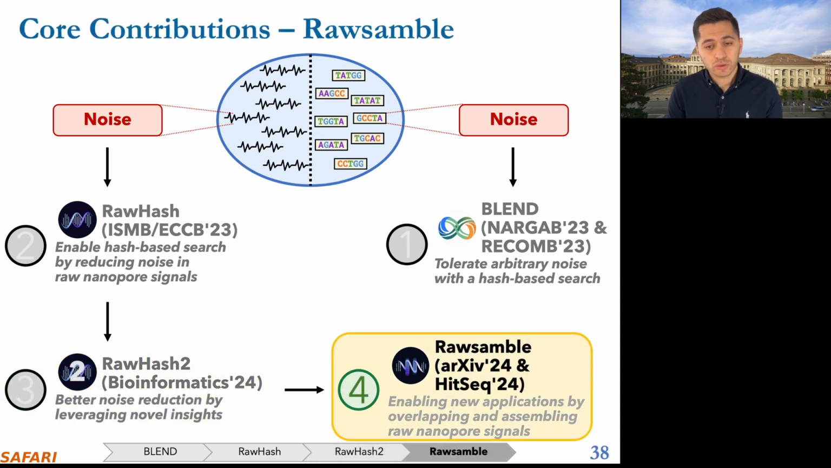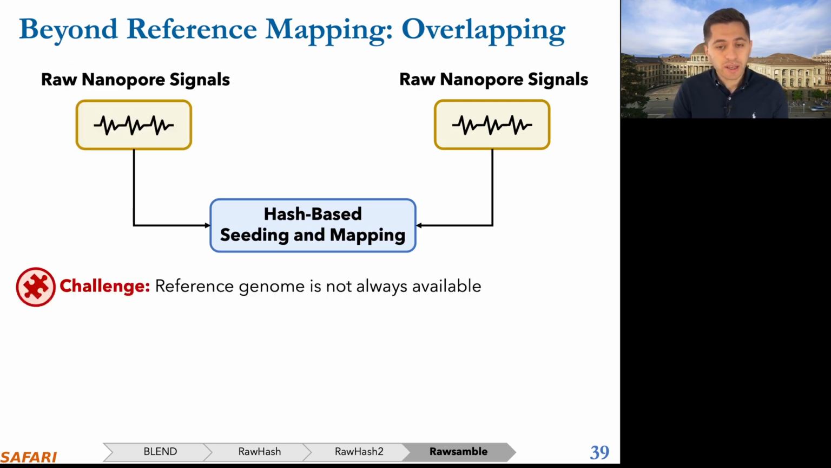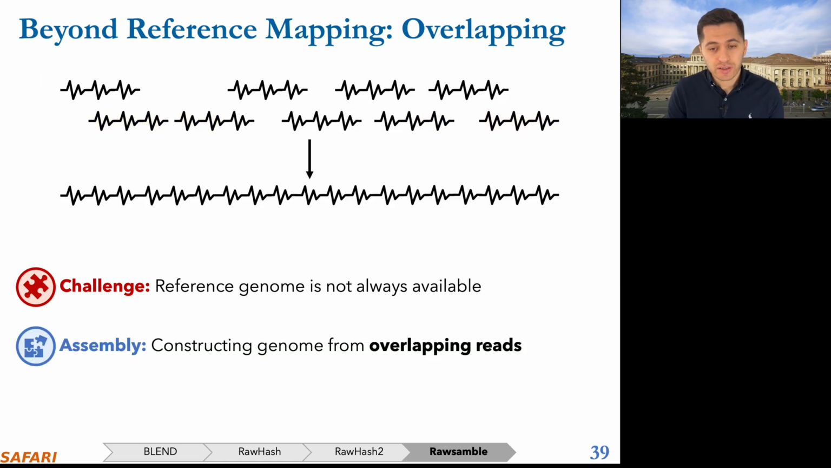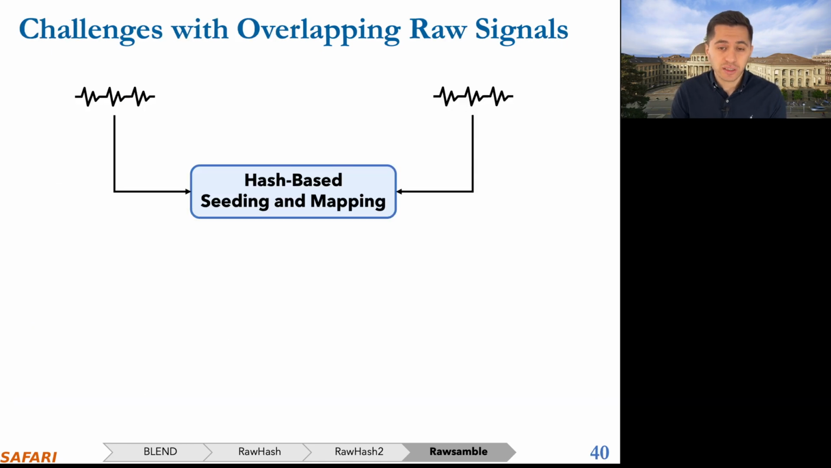Let's now move on to Rawsamble, where we enable a new application, raw signal analysis, by utilizing the improvements provided in RawHash and RawHash2. Although reference-based raw signal analysis provides accurate mapping, reference genomes are not always available or ideal for certain applications. In such cases, we can construct an individual's genome from scratch by finding overlaps between reads. However, we cannot do this without base calling.